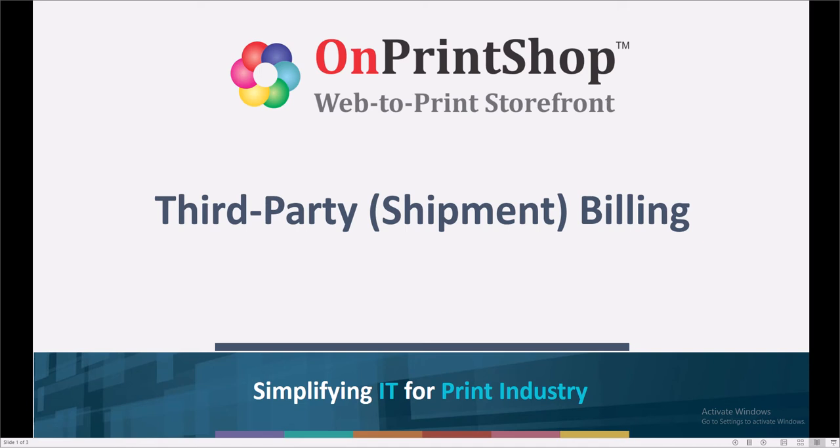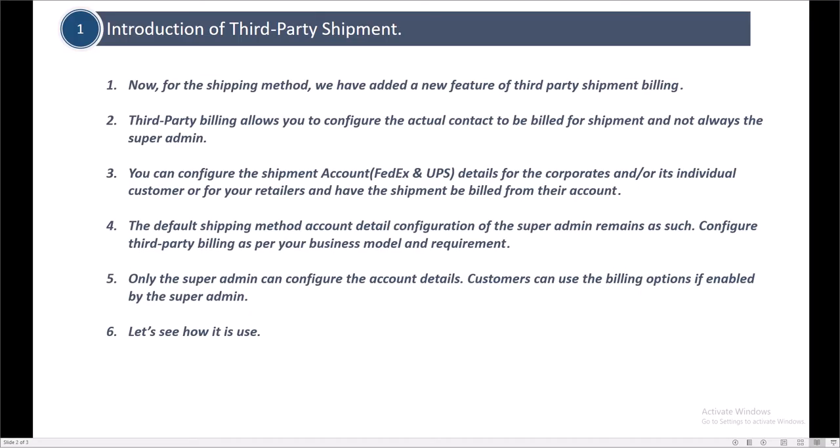Here in this video we will see our new feature, third-party shipment billing, that is launched in version 7.2. This feature allows you to configure a third party like FedEx and UPS for shipping payments, and not always the admin. You can configure the shipment account details for the retail customers or corporate customers and have the shipment amount billed from their account directly. Let's see how it works.